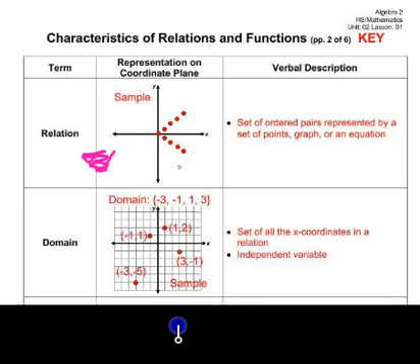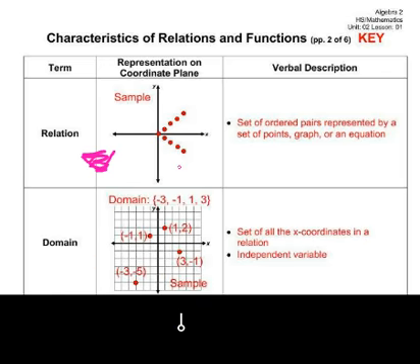All right, next one is domain. Domain is always your x values, set of x coordinates. And of course, it's always your independent variable. Make sure you know that.